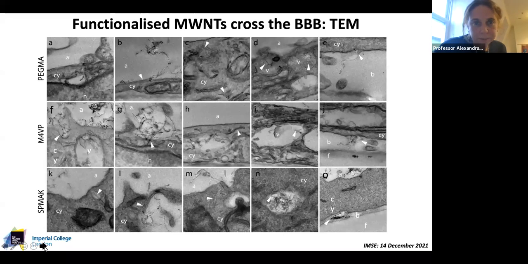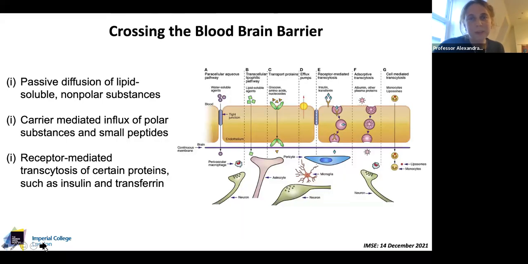So next slide. Okay, so because we were seeing quite small amounts, we needed to find a better strategy to deliver these particles and eventually drugs across the blood-brain barrier. So what we did was to look at the different mechanisms by which molecules can cross the blood-brain barrier. So here's our blood-brain barrier, a cartoon of it, and there's a number of different pathways by which different molecules can cross the blood-brain barrier.